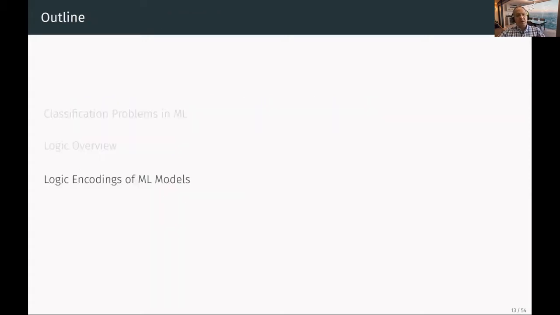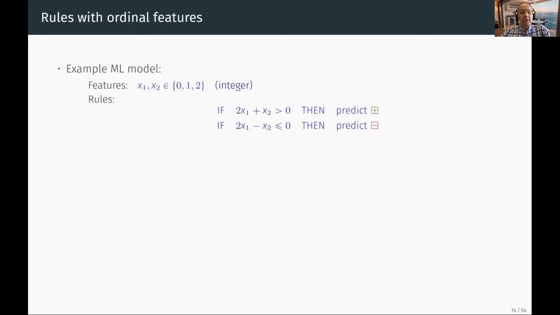So let's see how we can represent machine learning models with logic. Well, the first example is a very simple classifier. I have 2 features, x1 and x2, taking values in 0 to 2, so we can view them as integers. And I have 2 rules, in order. If 2x1 plus x2 is greater than 0, I predict plus. If 2x1 minus x2 is less than or equal to 0, I predict minus.